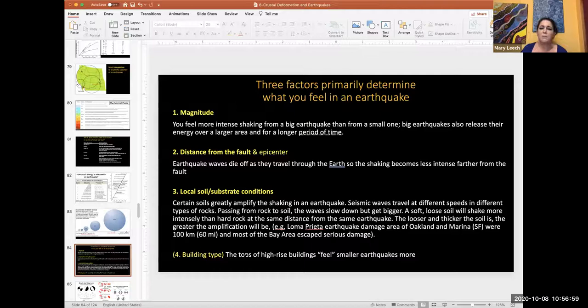Okay, and then the building type makes a difference. So for example, if you're in a high-rise building, the way that the shaking passes through the actual structure means that you feel more shaking, you move more in a high-rise building if you're at the top than if you're at the bottom. I remember there was one day I was in Thornton Hall, which is the building we're supposed to be having this class in if it weren't for the pandemic, sitting on the 10th floor, which you can only get to from a set of stairs after you take the elevator to the 9th floor.